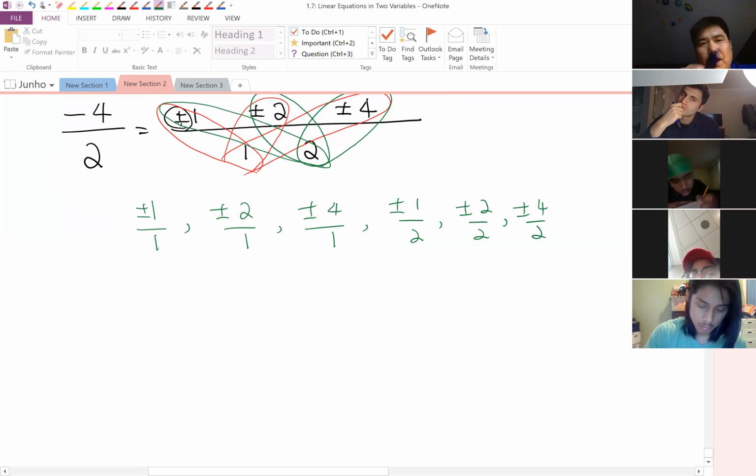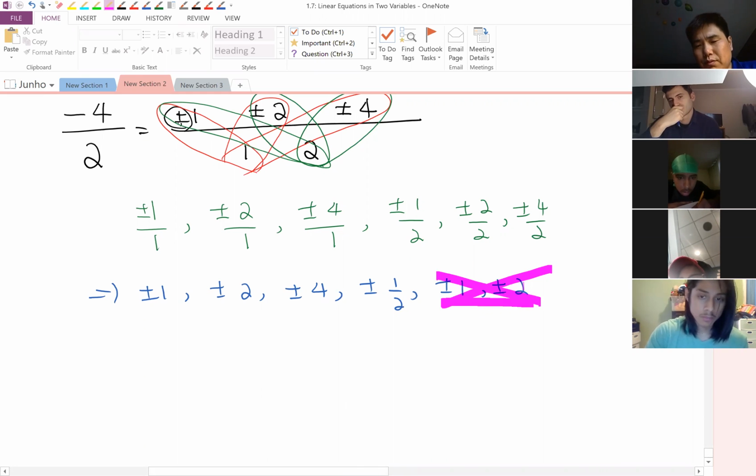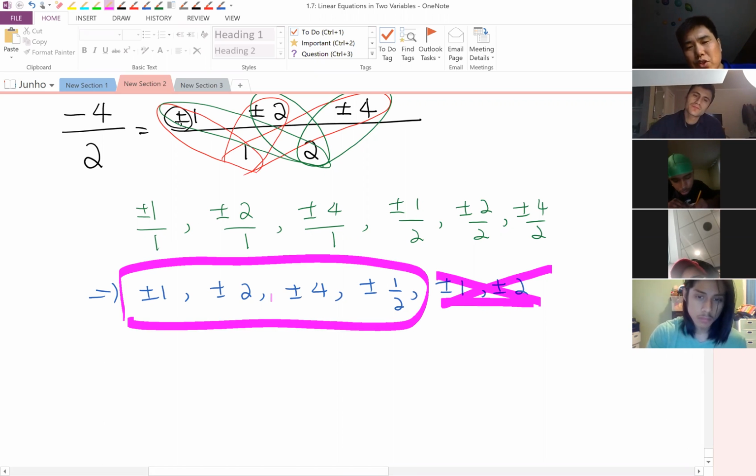So if you simplify, then we can list them like plus and minus 1, plus and minus 2, and plus and minus 4, and plus and minus 1 over 2, and then plus and minus 1, and plus and minus 2. So far, so good? Yeah. And as you see, these two are repeating, so you don't need them. So they're all our possible zeros. So that's the A answer.